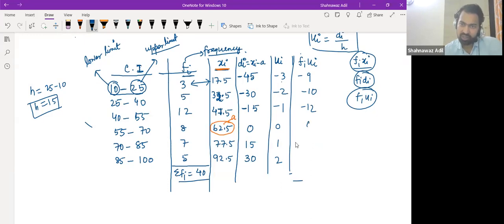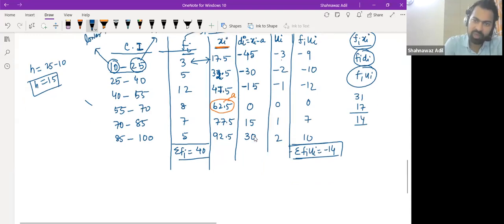So this would be 0, this is 7, this is 10. So 17, and this is how much? 21 and 10, 31 and 70. So this is 40. So the summation of fiui is minus 40. And the summation of fi is 40.